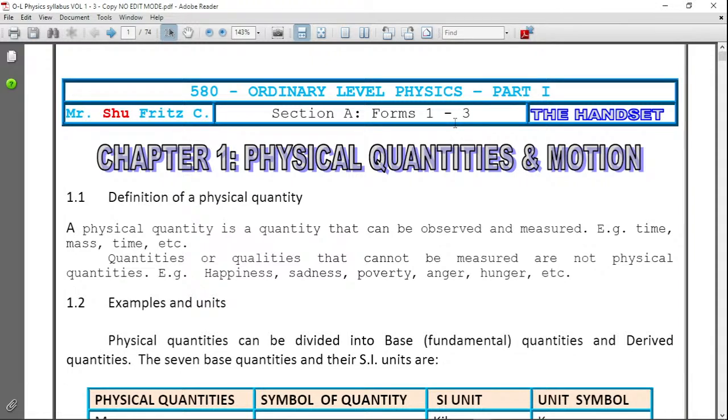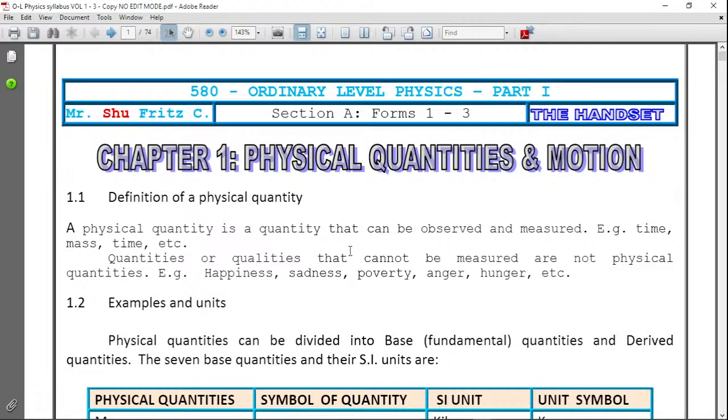What is a physical quantity? It's a quantity that can be observed and measured. For example, time and mass are all physical quantities because you can observe and we can measure them. But qualities or quantities that cannot be measured are not physical quantities.